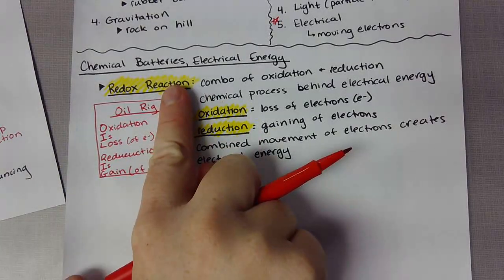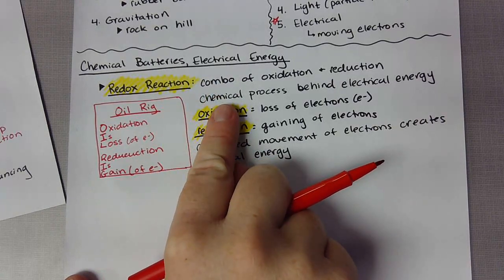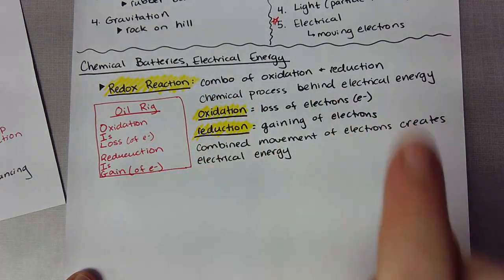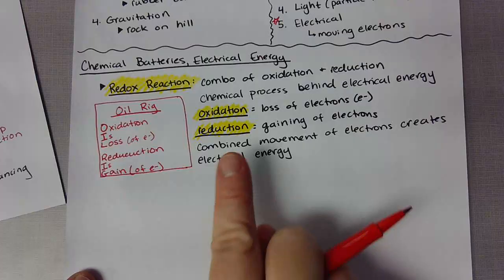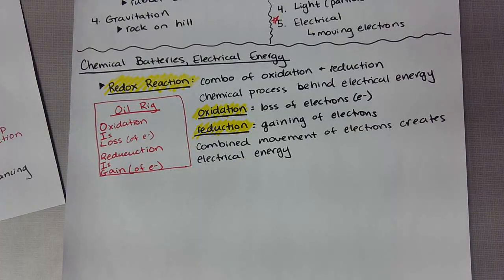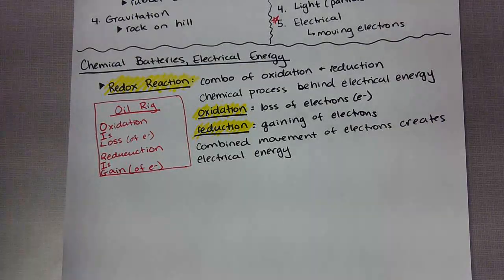Combine those to get a redox reaction. What is this? The chemical process behind electrical energy. This process is really powering the movement of electrons. Now, redox reactions are not explicit to electrical energy. There's actually a ton of redox reactions occurring in your body all the time. We are going to limit our focus to understanding batteries.